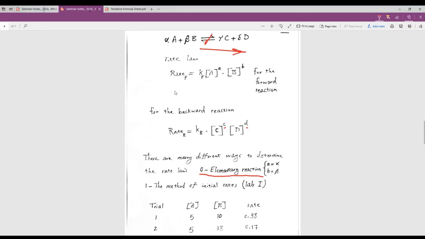In an elementary reaction, the exponents a and b here match the stoichiometric coefficients. They are equal to the stoichiometric coefficients. For example, here, a is equal to alpha, b is equal to beta. So that's for elementary reactions. Always keep that in mind. For elementary reactions, it is easy to determine the rate law. The only thing that we need to determine in an elementary reaction using experimental data is this K. That's the only parameter that must be determined in the experiment.